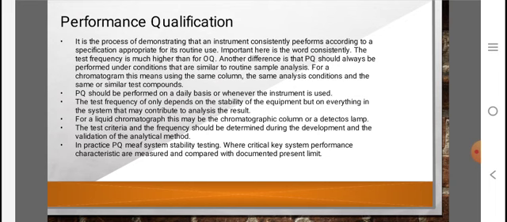The test frequency depends not only on the stability of the equipment but on everything in a system that may contribute to the analytical result. For liquid chromatography, this may be the chromatographic column or a detector's lamp. The test criteria and the frequency should be determined during the development and validation of the analytical method. In practice, performance qualification means system stability testing, where critical key system performance characteristics are measured and compared with the documented preset limits.